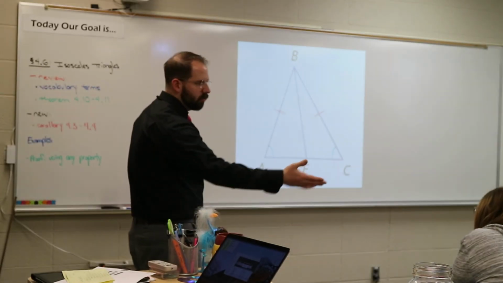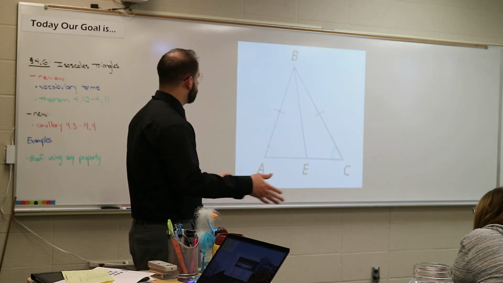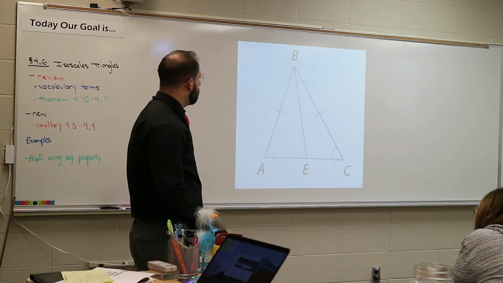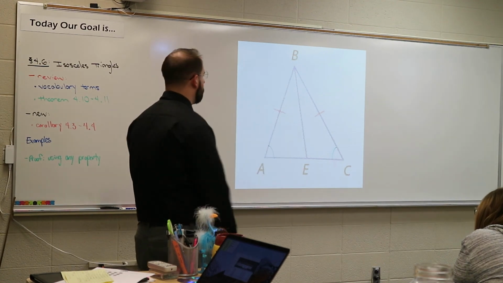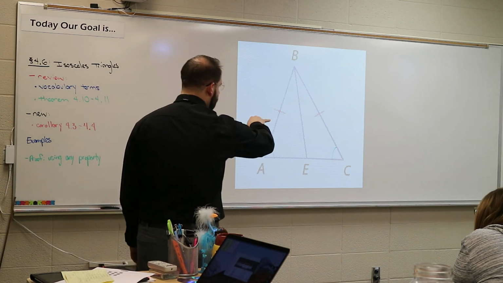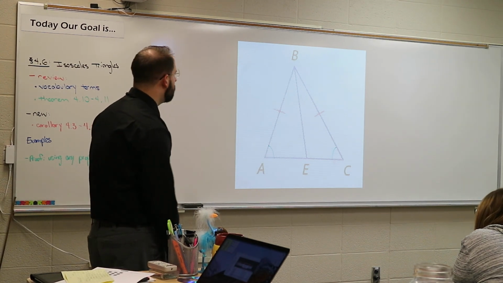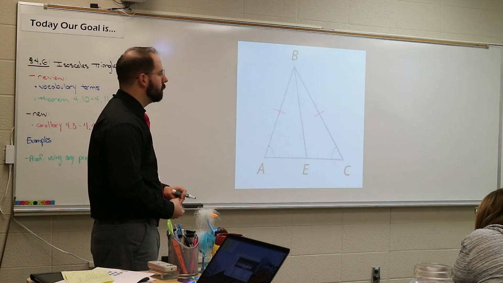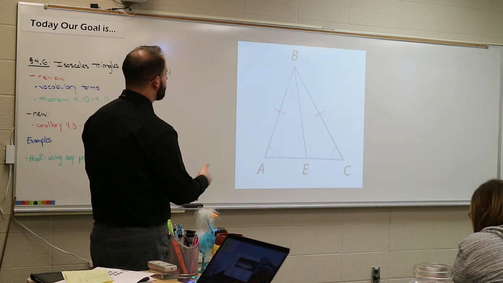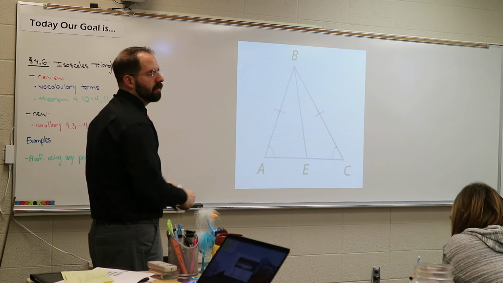You could do a reflexive wall, and we could do a whole proof proving what certain angles are. But you're absolutely right. According to one of our theorems, those two angles, angle A and angle C, have to be the same angle. Because that's Theorem 4.10, right? Theorem 4.10, that's it. It's called the isosceles triangle theorem. When you have two walls match, the angles have to match.